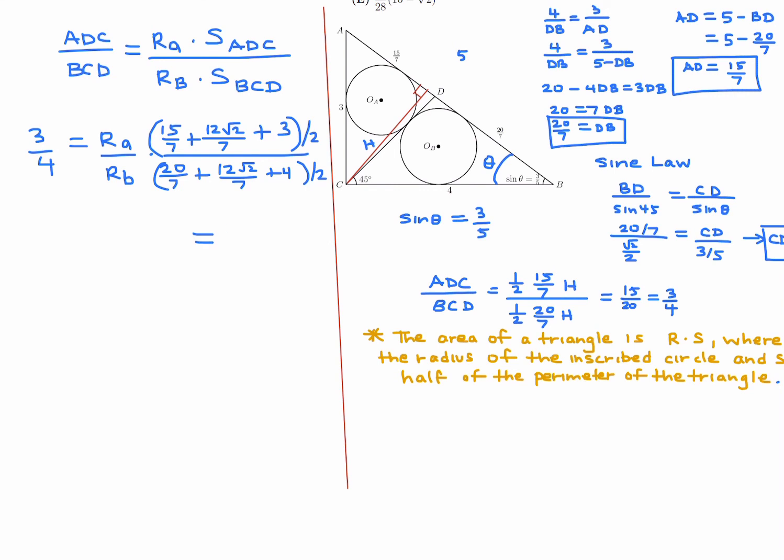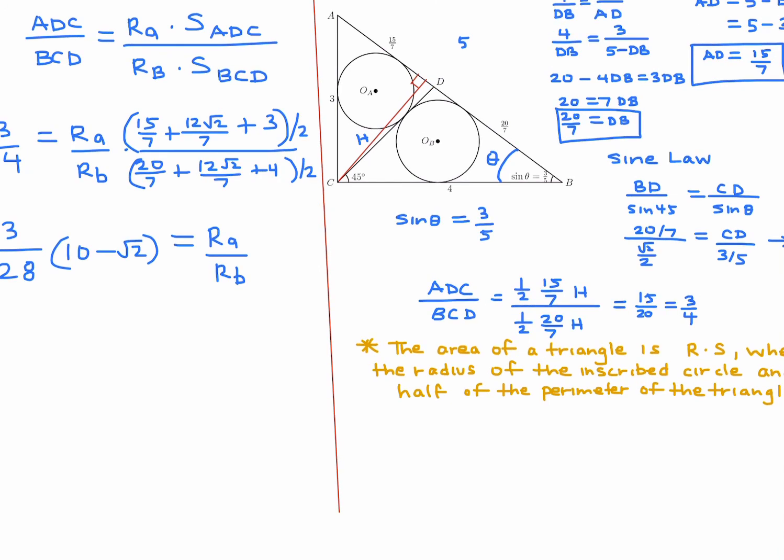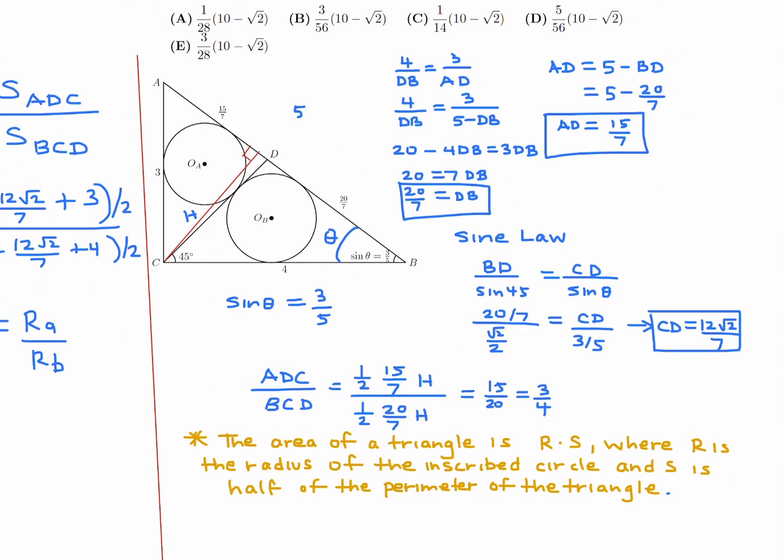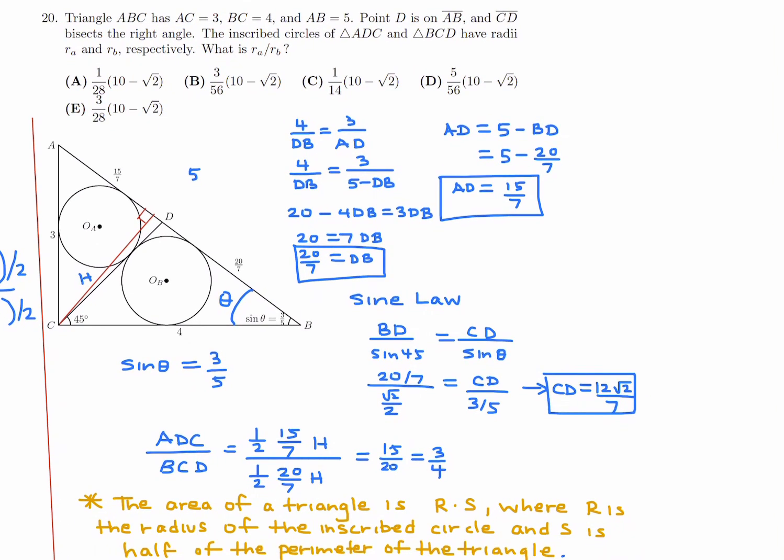And then if you isolate for just RA over RB, you do all this math, it gives you the following result, 3 over 28 times 10 minus root 2. And therefore that is what they want us to figure out. And for this question, number 20, that would be 3 over 28 times 10 minus root 2, which is choice E.